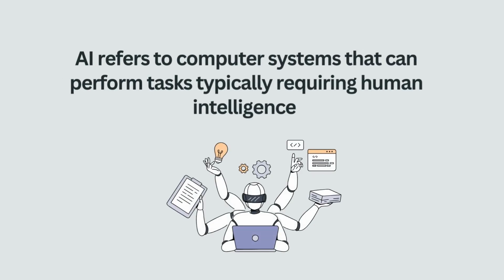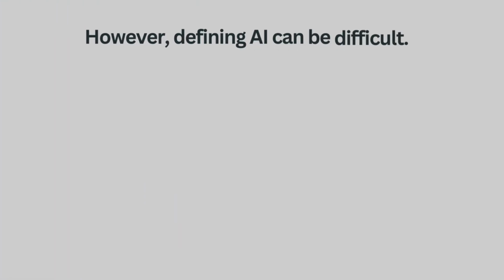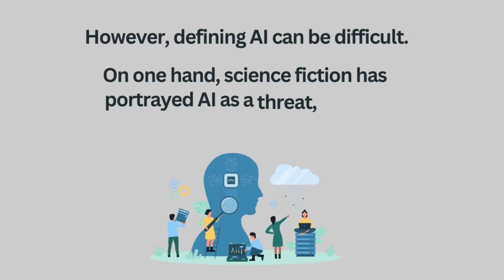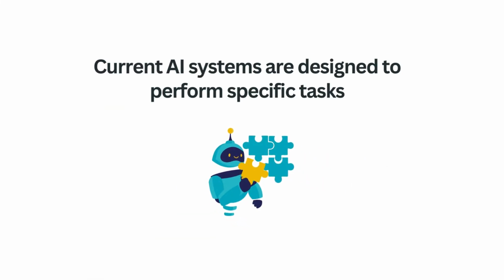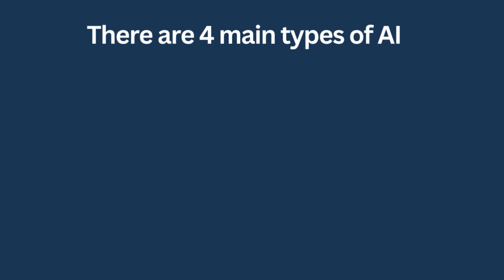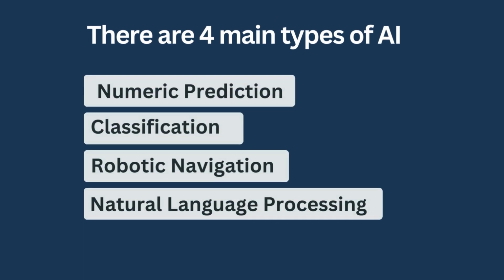Artificial intelligence refers to computer systems that can perform tasks typically requiring human intelligence. However, defining AI has become complex over time. On one hand, science fiction has portrayed AI as a threat, but the reality is much more nuanced. The current AI systems are designed to perform very specific tasks. And we can categorize them into 4 main types: numeric prediction, classification, robotic navigation, and natural language processing.